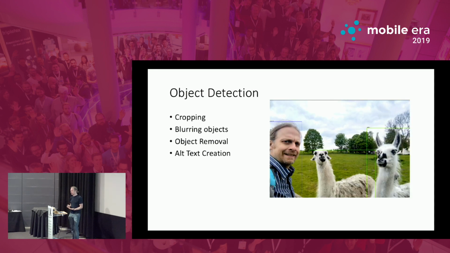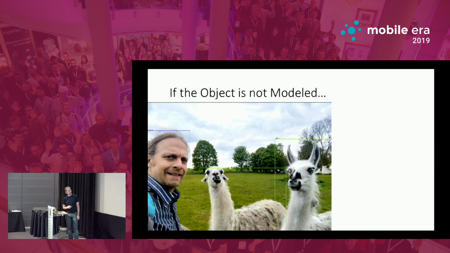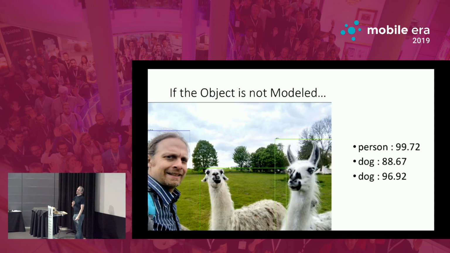You can also do alt text creation. So this is a picture of me with a couple of llamas, as one does, taking a selfie with a bunch of llamas. And I ran it through one of these tools, and the alt text would be a person and 2 dogs. So this goes back to these models are great as long as they've been trained to identify the things you're looking for. In this case, this model doesn't know what a llama is, and so it just found what it thought they were, and it decided they were dogs. And it's actually really, really sure that they're dogs.